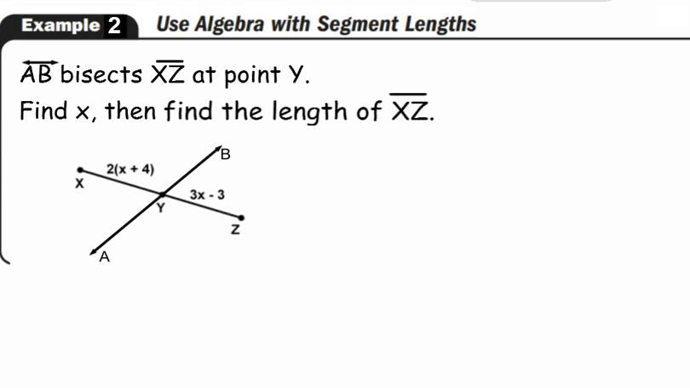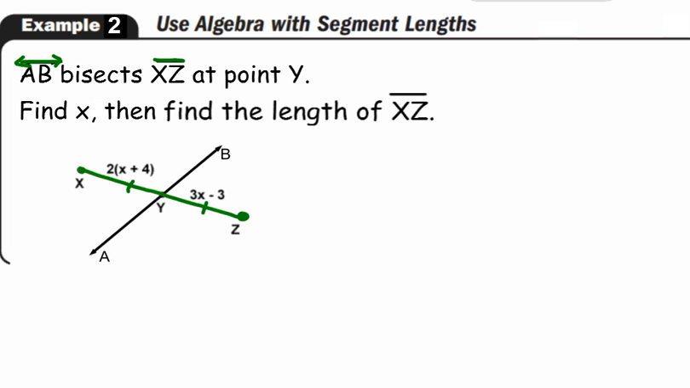All right, example 2, the language up here. So line AB bisects segment XZ at point Y. So AB is doing the bisecting and XZ is being bisected. So this is the thing that's being bisected. Okay, cut in half.